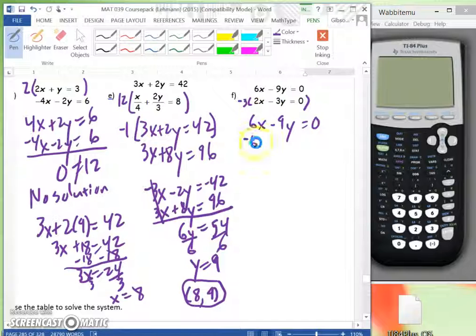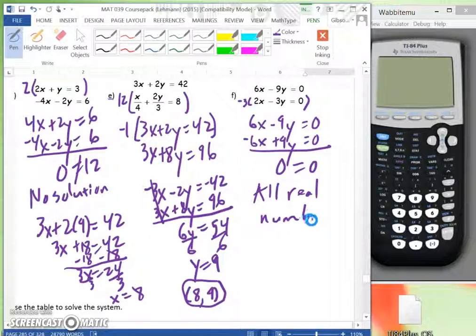In the bottom equation, we have negative 6x plus 9y equals 0. Now when you add these together, it's going to give you 0 equals 0. So you can put all real numbers, because it's saying that these intersect at every point. So all real numbers will be your final solution.